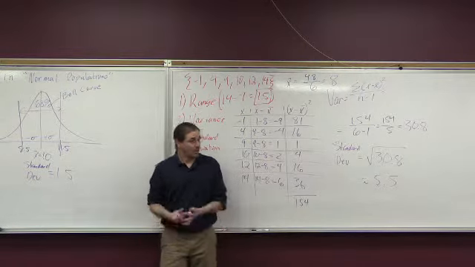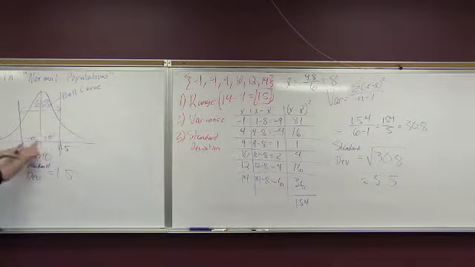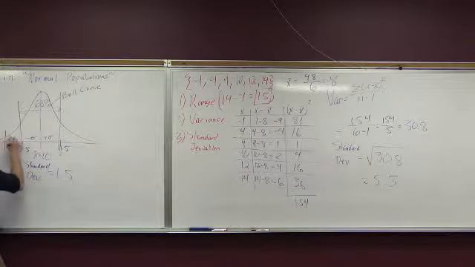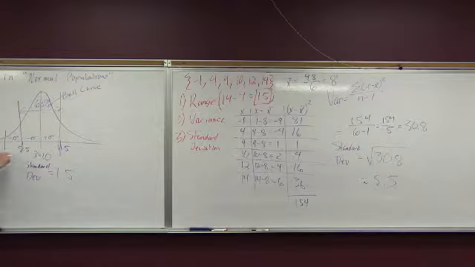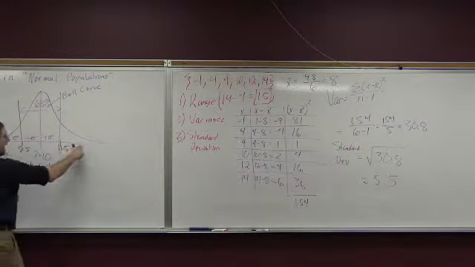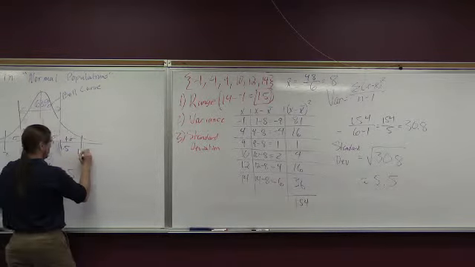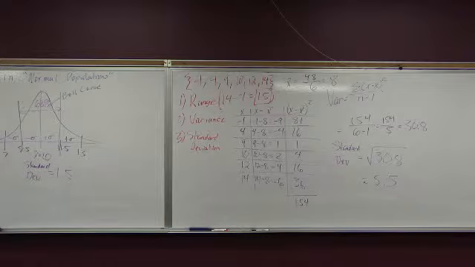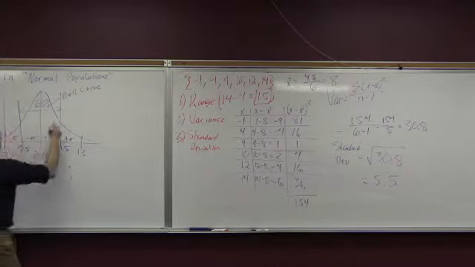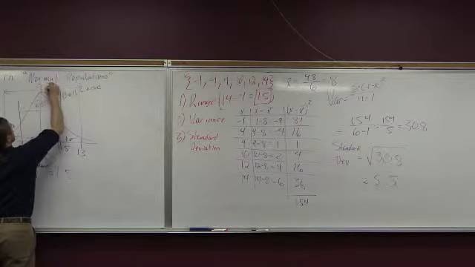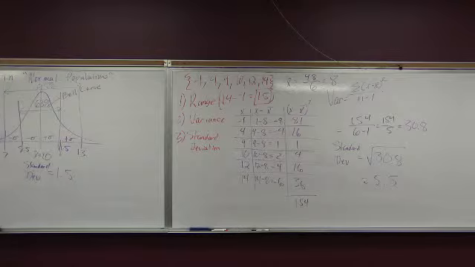Now, if you go another standard deviation out, so subtract another 1.5, 7, add another standard deviation over here, 13. This represents 95% of the world.